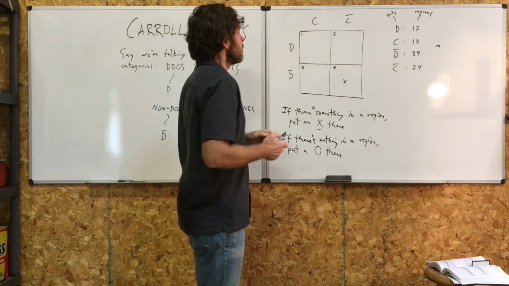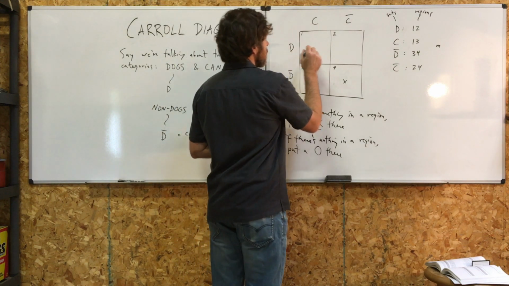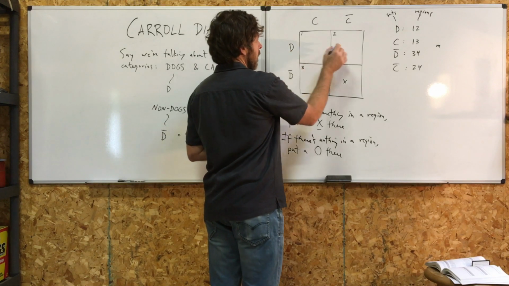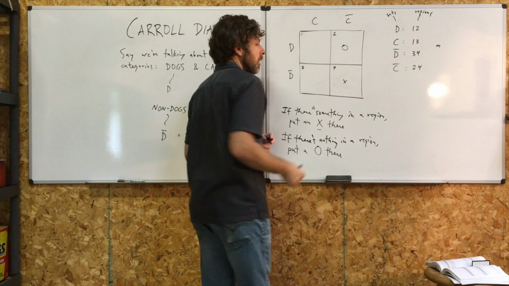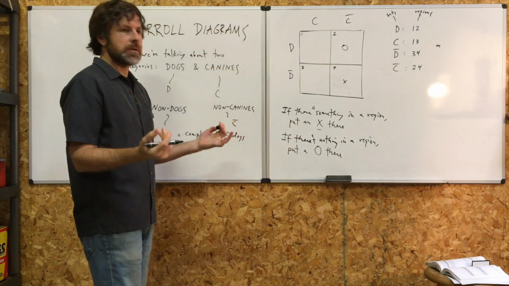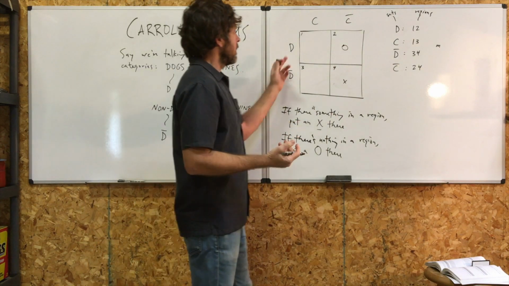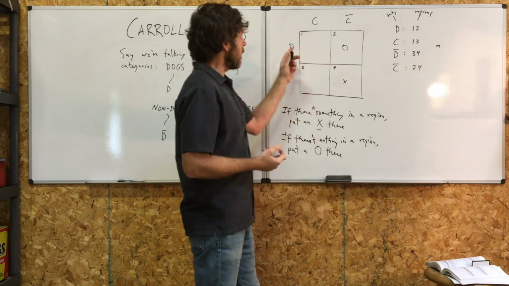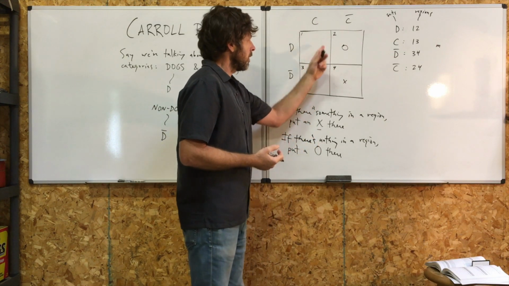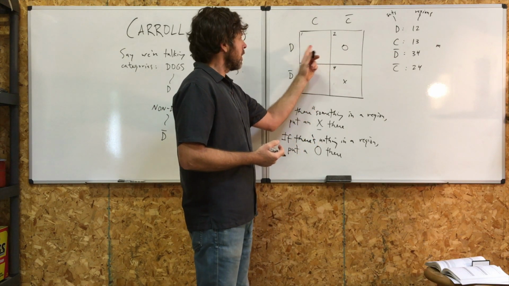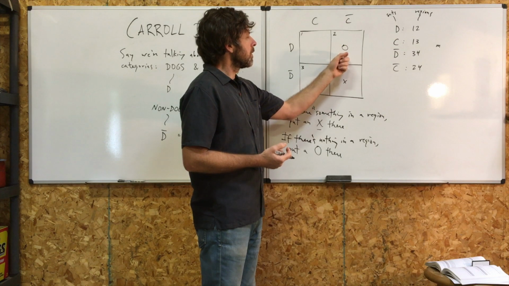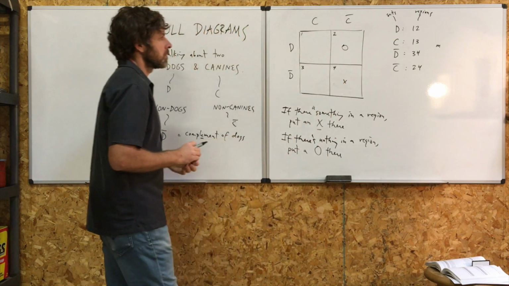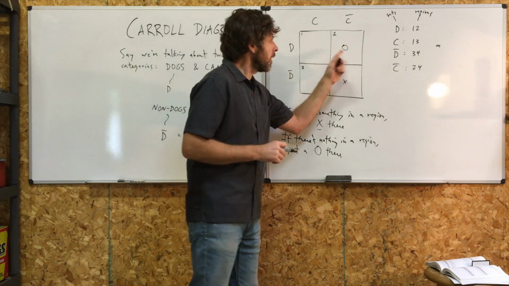Look at this. Will you ever find a dog that's not a canine? You won't. Every dog you ever meet, you ever will meet, is also a canine. Every dog would belong to region 1. No dog would ever belong to region 2. So let's put a 0 in region 2.